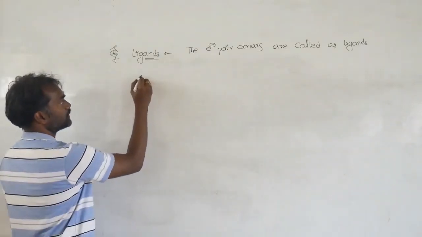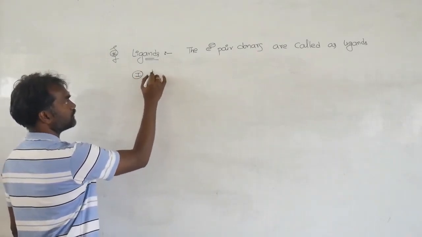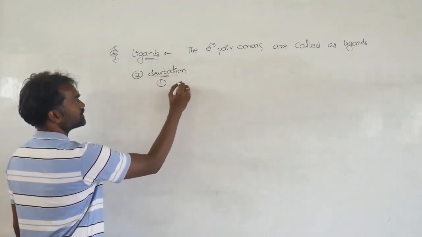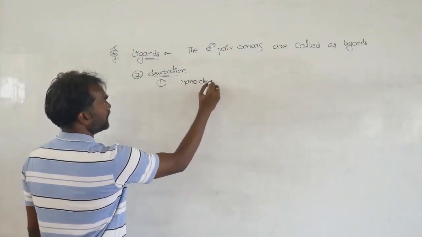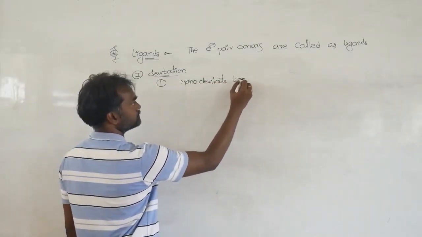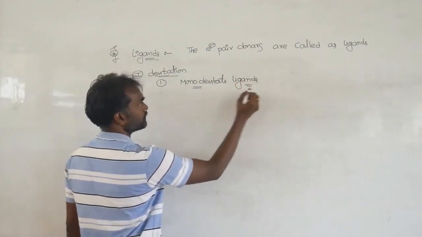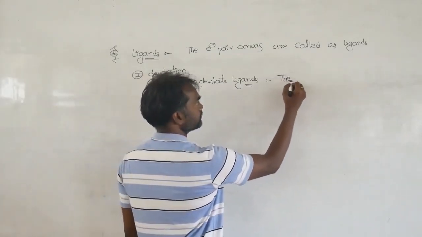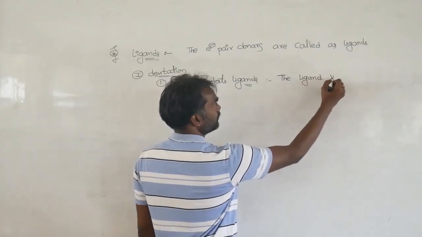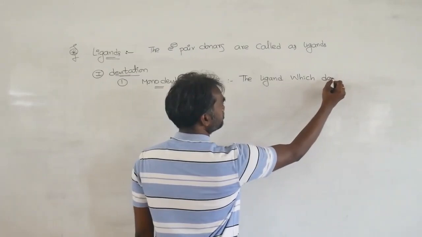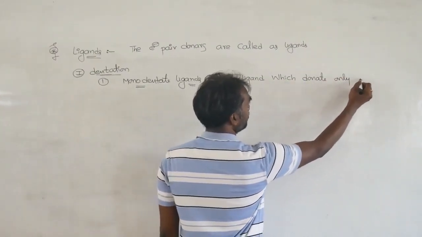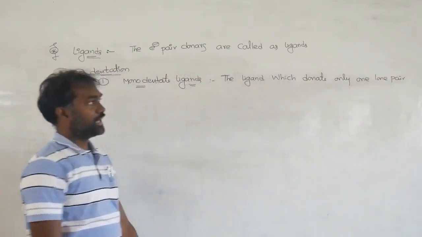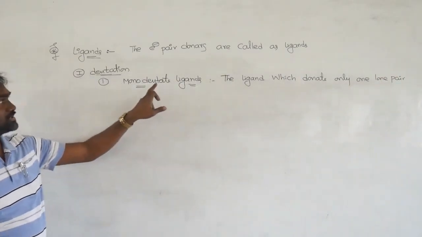See, first in Roman letter, first one, what is based on that dentation. So first one, monodentate ligands. See, the ligand which donates only one lone pair. So the ligand which donates only one lone pair is called as monodentate ligand.